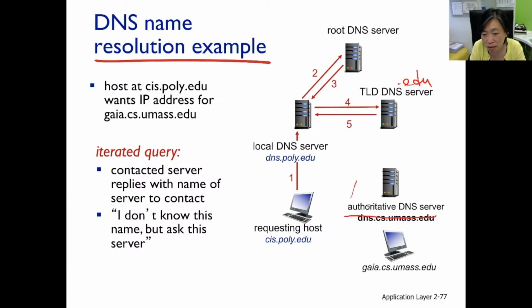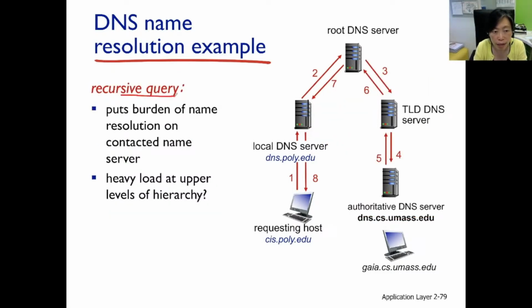And the local DNS server sends the query the third time, okay, to finally the authoritative DNS server. And finally, the IP address for Gaia.cs comes back to the local DNS server. Local DNS server forwards that back to the requesting client and be happy about it.